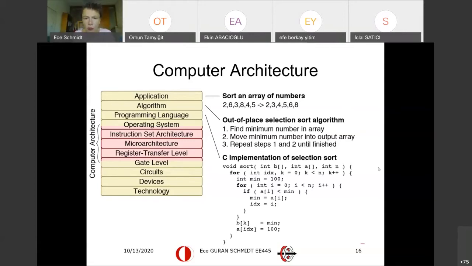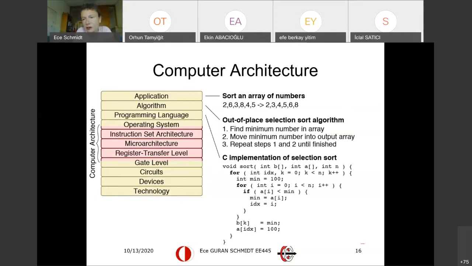Okay, so we go on. Now we are looking at this very famous layered computer architecture picture. You see this in many resources. I took this from one of these courses that I put on the slide. So we will go through these layers.